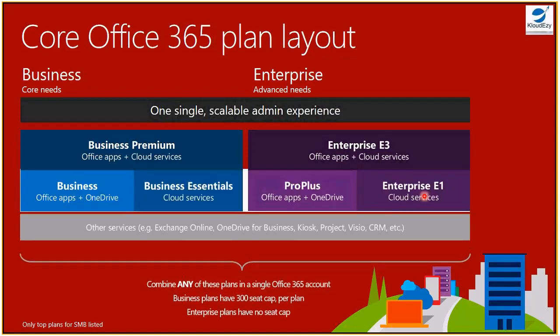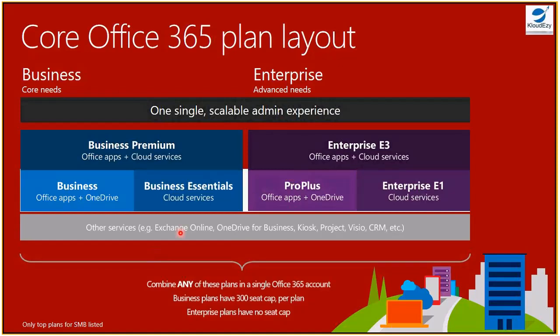You have separate plans for Exchange Online and OneDrive for Business. You have Project, Visio, CRM. Whatever products are there in Office 365 are now available in the cloud. You can also procure them as a standalone plan. You don't need an entire plan of Business Premium or Enterprise E3. If you only want a mailing solution, fine. Microsoft is there to provide you only a mailing solution with Exchange Online.